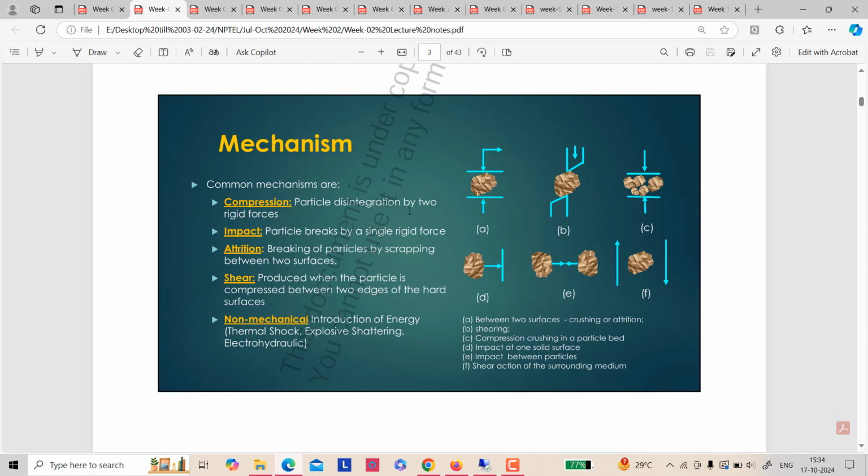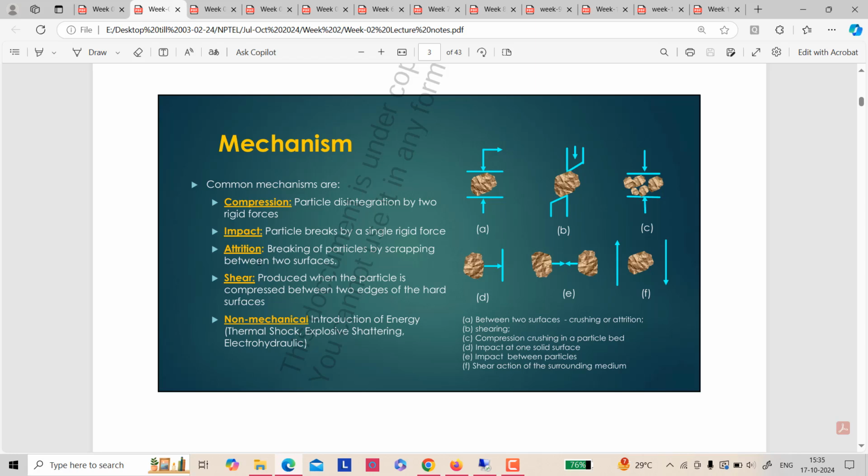Now you see how it is done. Compression is particle disintegration by two rigid forces, right? Impact is when particles break by a single rigid force, like when we throw a particle in one direction. When we apply force from two sides, that is compression.